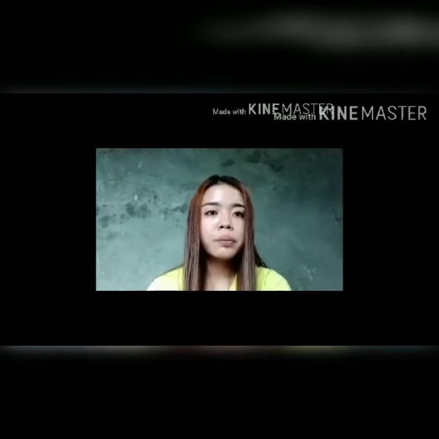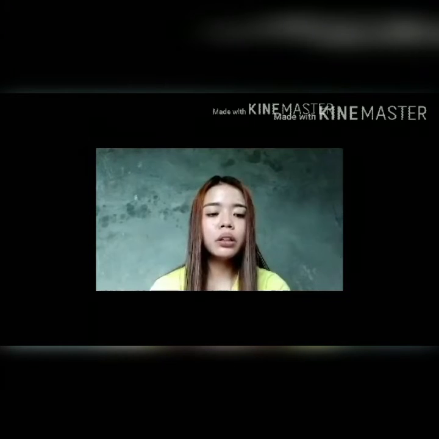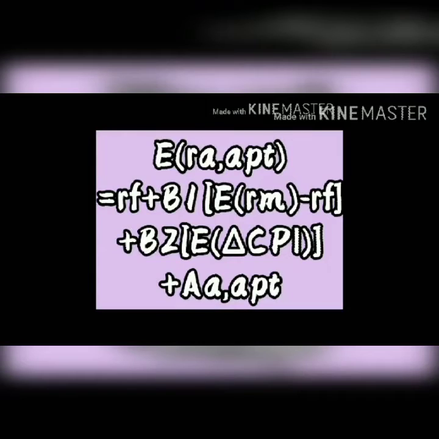Macroeconomic factors are the growth rate of industrial production, the rate of inflation, the spread between long-term and short-term interest rates, and the spread between low-grade and high-grade bonds. The arbitrage is represented by the equation: the expected asset return through the arbitrage pricing theory model is equal to the risk-free rate plus the B1 coefficient multiplied by the market risk premium, which is the difference between the expected market return and the risk-free return, plus the B2 coefficient multiplied by the macroeconomic factor.